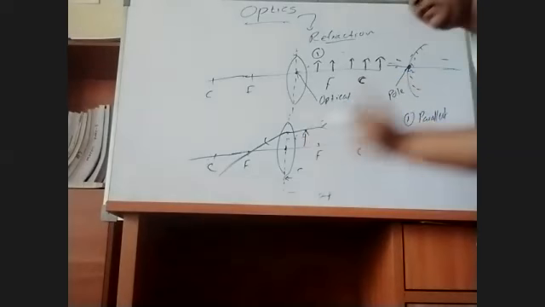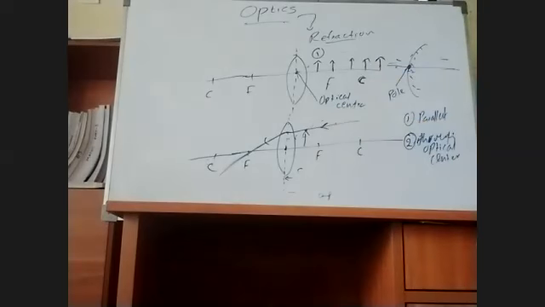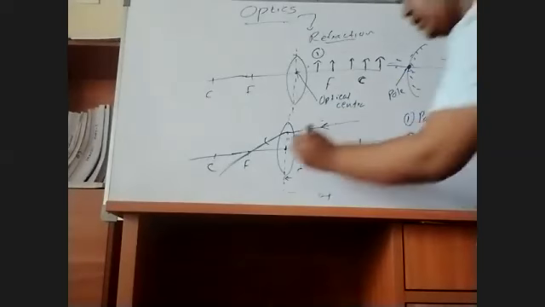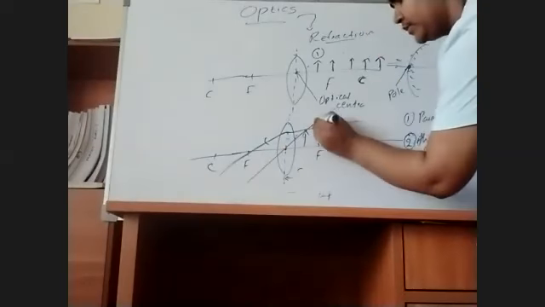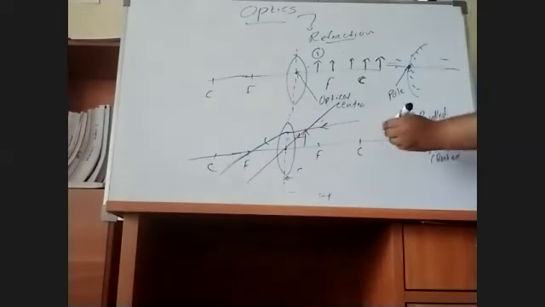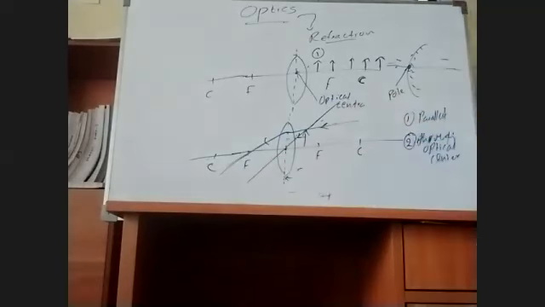But you have to remember this ray should touch the tip of the object. So I'm going to draw it. If a ray incident like this, the ray will pass without any refraction. We know that if a ray pass through the optical center, the ray will pass without any refraction.